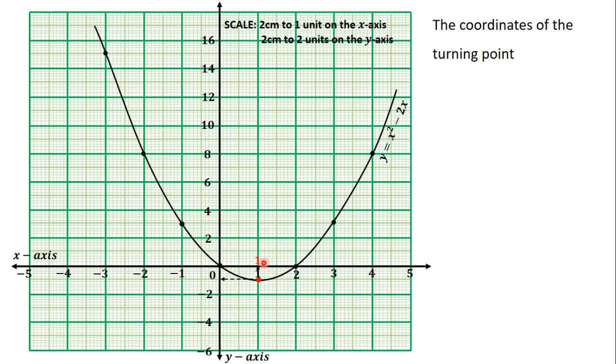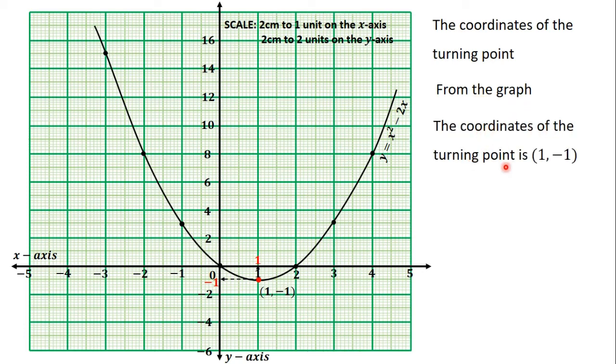On the x-axis, the coordinate there is 1. On the y-axis, the coordinate there is minus 1. So the coordinates of this turning point is (1, -1). So from the graph, the coordinates of the turning point is (1, -1). Let's consider the last question.